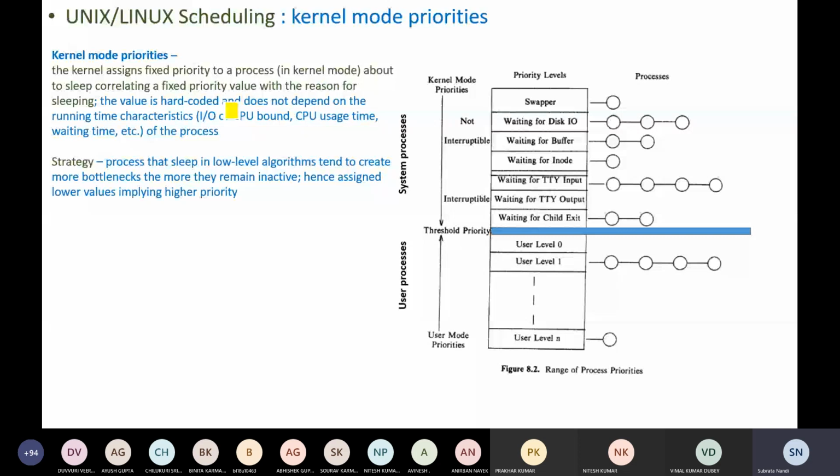In kernel mode, as we discussed, it uses hard coded priorities, which remain unchanged. And what is the basic logic behind those assignments? As you can see, there are different types of requirements which make a kernel mode process sleep. It is waiting for something to happen, and based on the reason for its sleep or suspension, this priority is assigned.